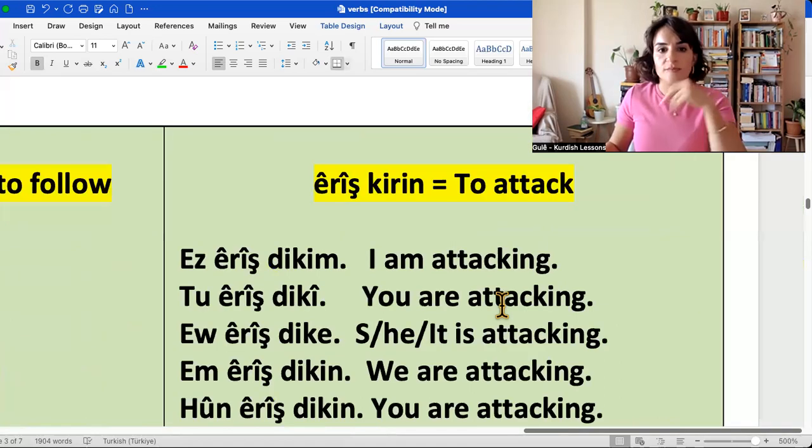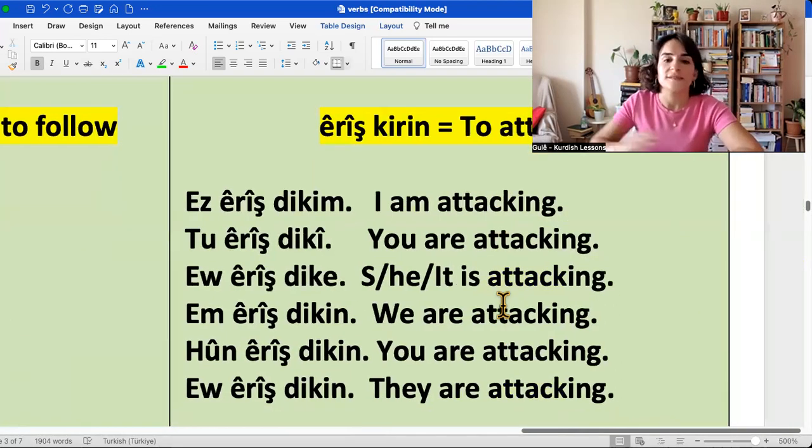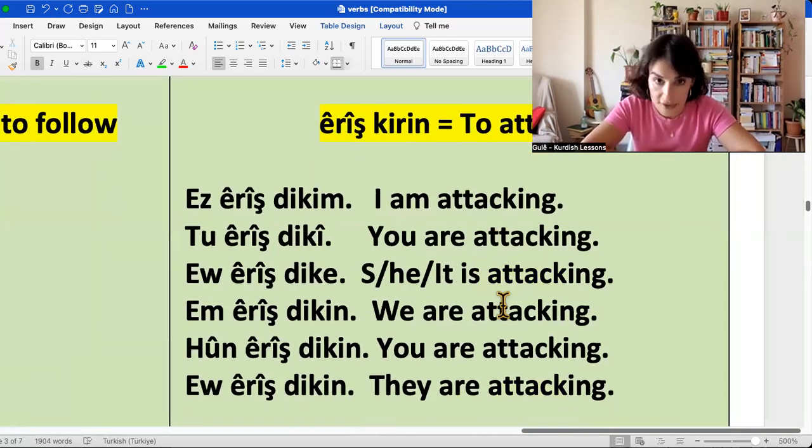Oh, and another verb is erişkeren. As eriştikum, to eriştiki or eriştike. To attack. Erişkeren.